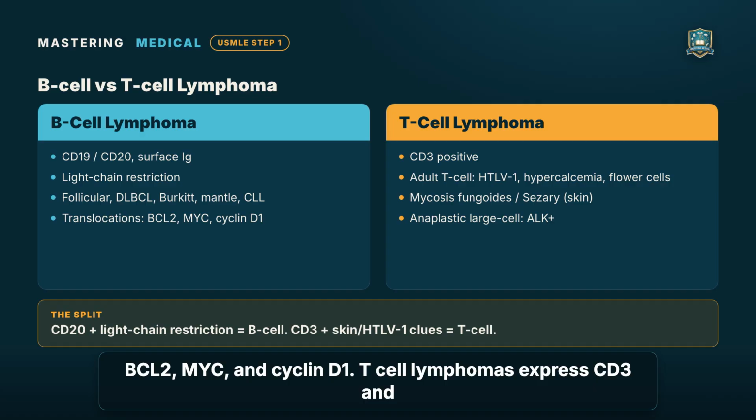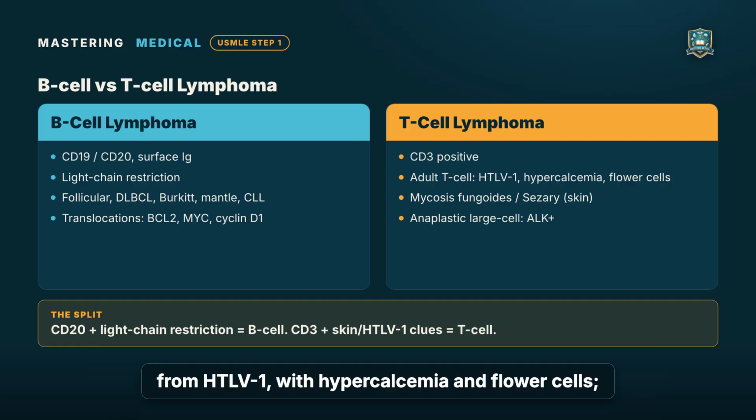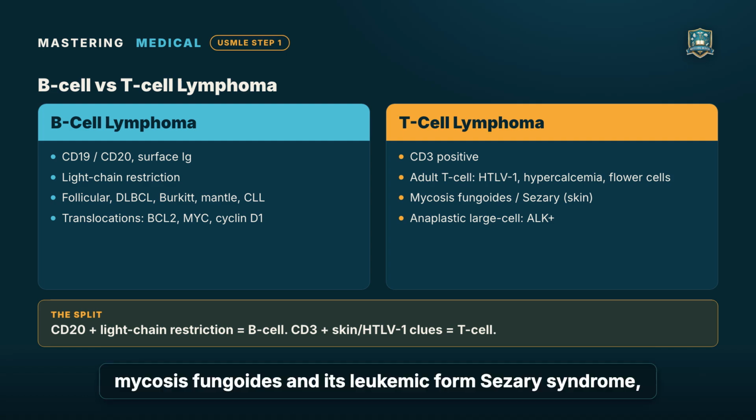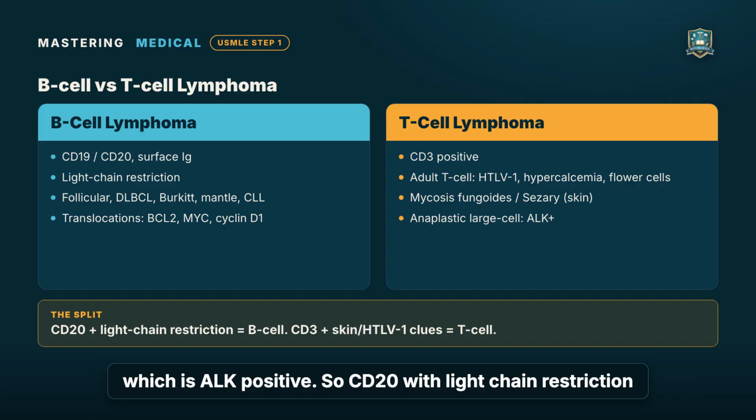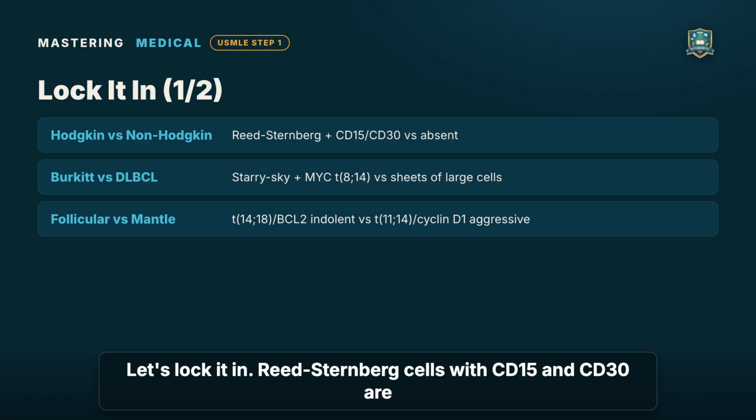T-cell lymphomas express CD3 and come with classic syndromes. Adult T-cell leukemia lymphoma from HTLV1 with hypercalcemia and flower cells. Mycosis fungoides and its leukemic form Sézary syndrome, which involve the skin. And anaplastic large cell lymphoma, which is ALK positive. So CD20 with light chain restriction is B cell, while CD3 with a skin or HTLV1 clue is T cell. Let's lock it in.